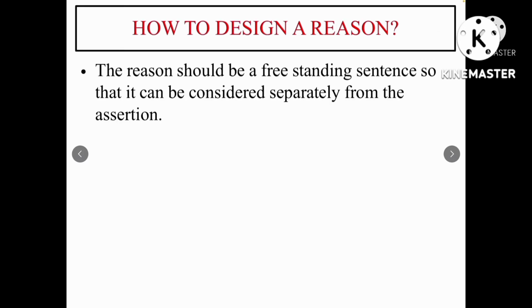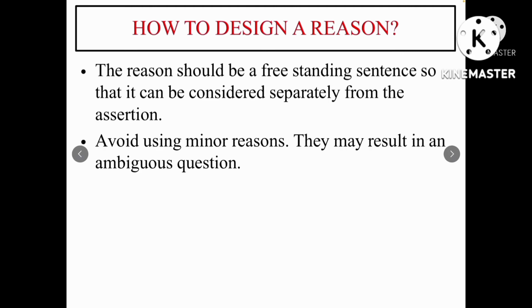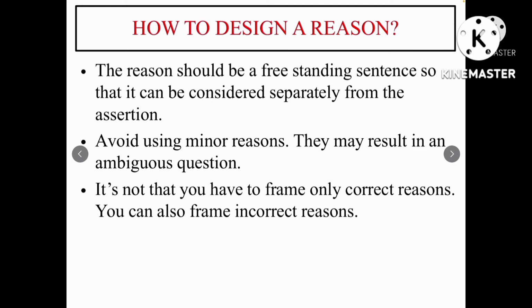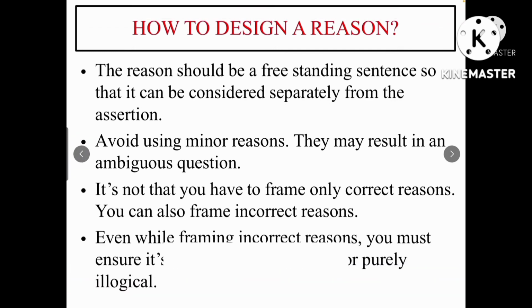Now the question is how to design a reason. The reason should be a free standing sentence so that it can be considered separately from the assertion. Avoid using minor reasons. They may result in an ambiguous question. It's not that you have to frame only correct reasons. You can also frame incorrect reasons, meaning like assertions, reasons may also be true or false. Even while framing incorrect reasons, you must ensure it's not too far off the mark or purely illogical.